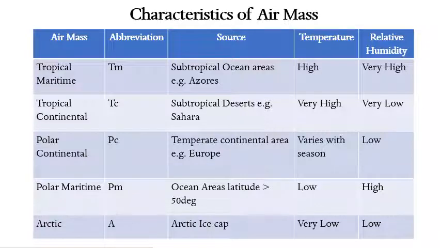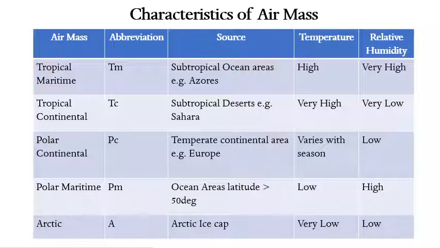We have different characteristics of air masses. So simulan natin kay tropical maritime air mass. Abbreviation TM. So the source region of this tropical air mass is the subtropical ocean like the Azores. And the temperature here in this area is high because to have a high humidity, you need high temperature. So the relative humidity here is very high.